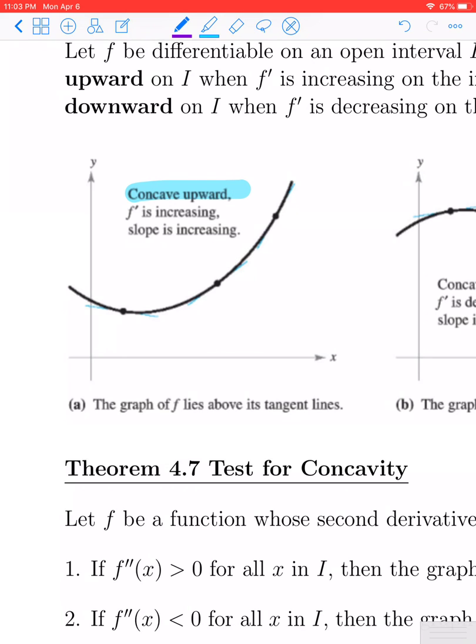As we move from left to right, if I look at a series of the slopes of the tangent lines, we see that the tangent lines are getting steeper and steeper, which means that the slopes are increasing, which means that f prime is increasing. And that's what creates this kind of cupped upward shape that we see. Another way to think of concavity: on the intervals where the graph is concave up, the curve will always lie above its tangent lines.